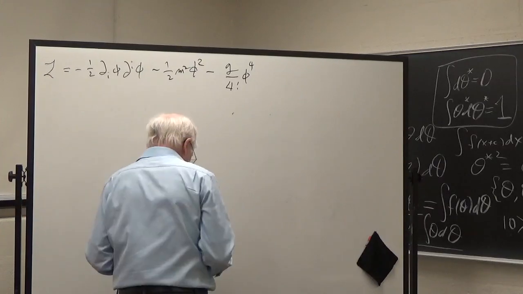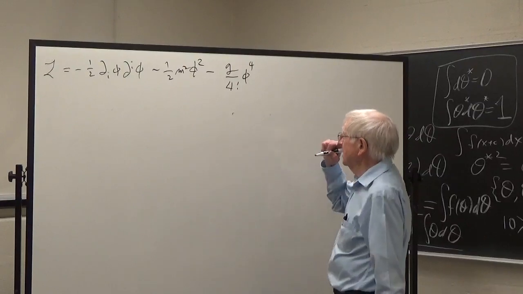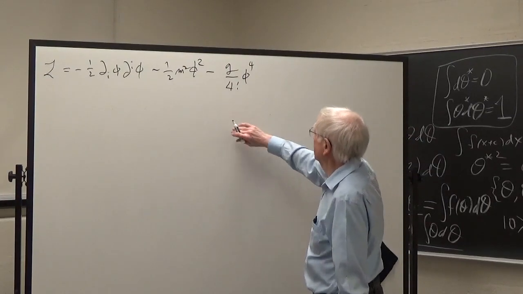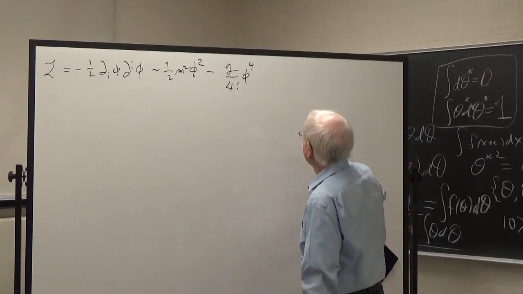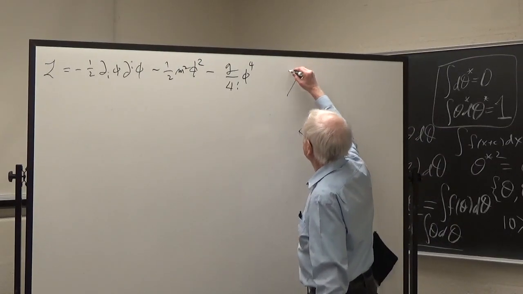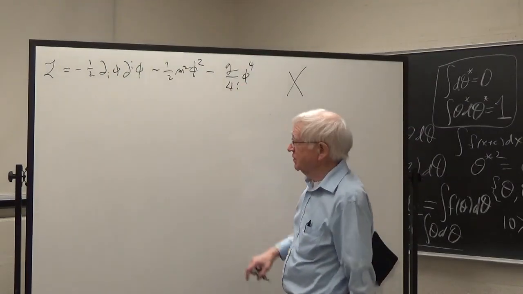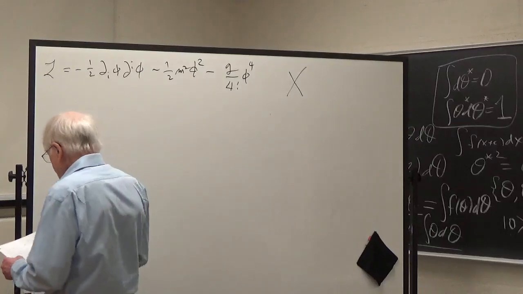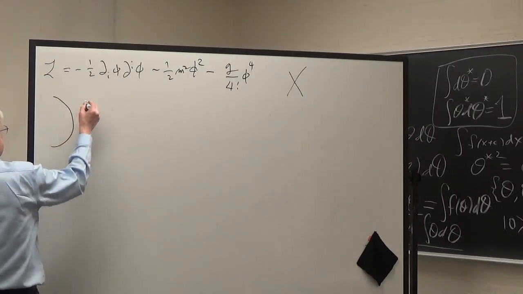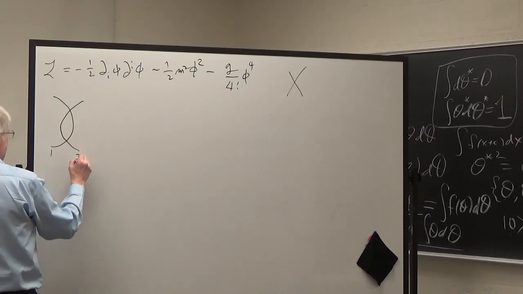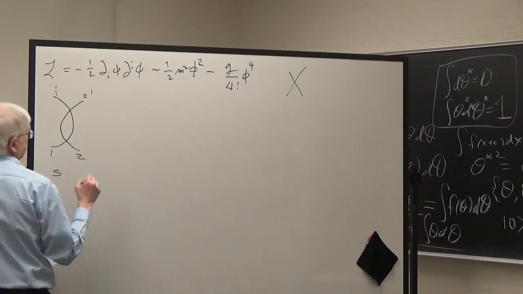And what happens if we work this out? Well, the lowest order Feynman diagram for the scattering of two bosons is, of course, just this term here to the lowest order. Then in second order, we have a bunch of diagrams, and one of them looks like this: 1, 2 goes to 1 prime, 2 prime. This is called the S channel.